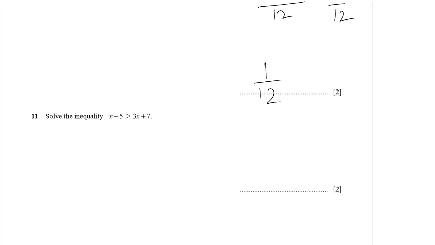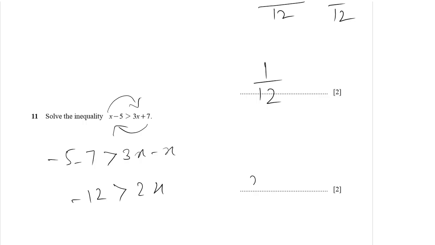For inequalities, do not try to make your variable negative. So I'm not going to move 3x from here. In fact, I'll move this x towards 3x. Over here, minus 5 and 7 will be moved over here. So minus 5 minus 7 is minus 12, 2x. So x is less than minus 6.